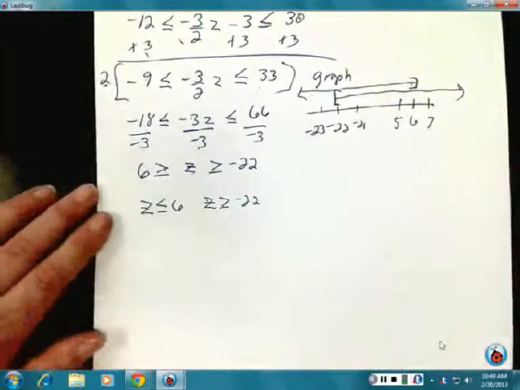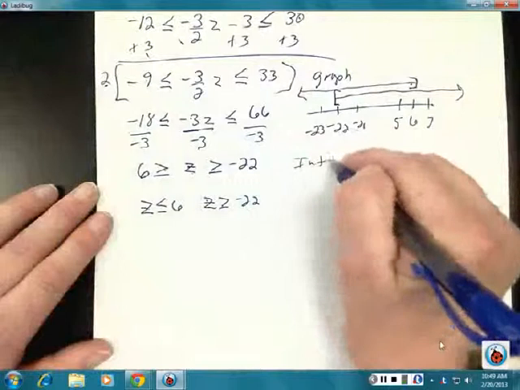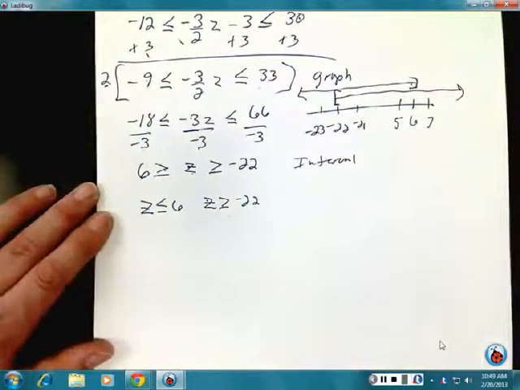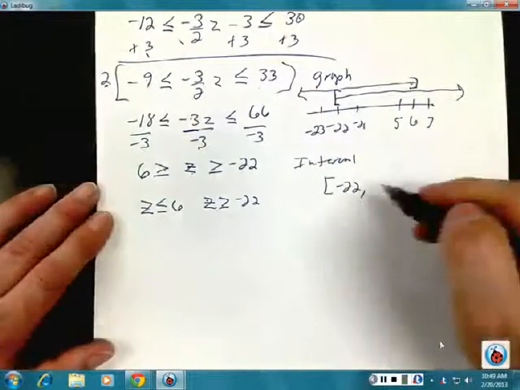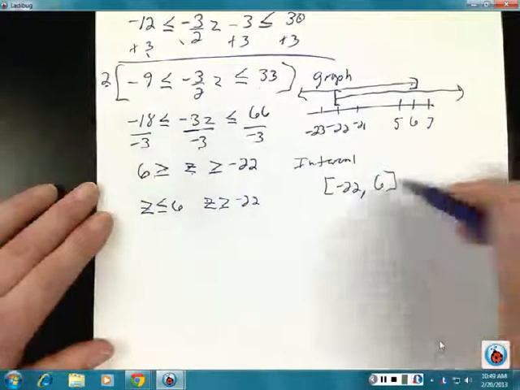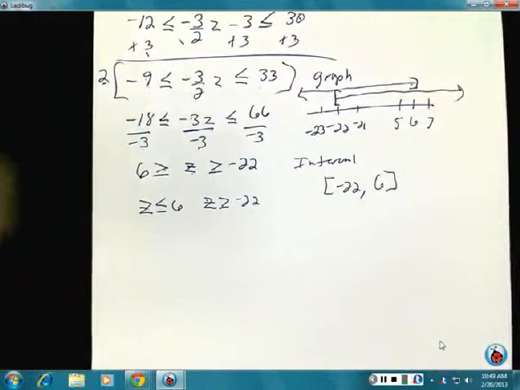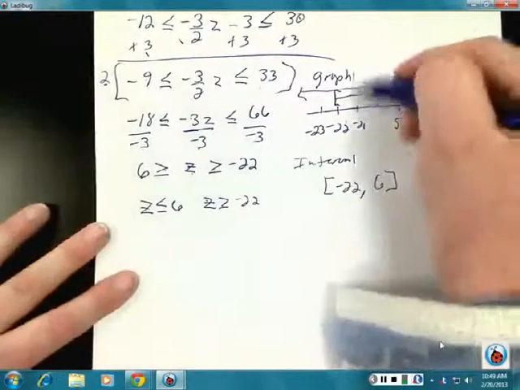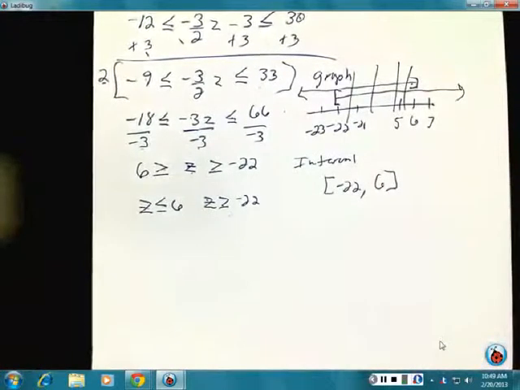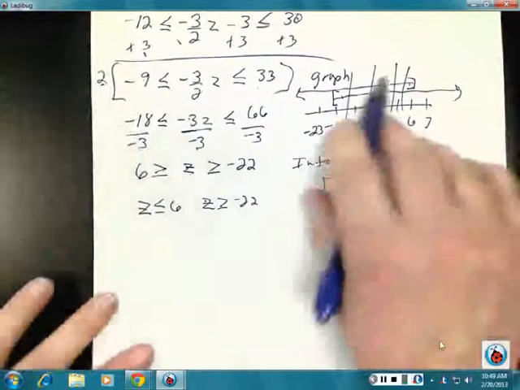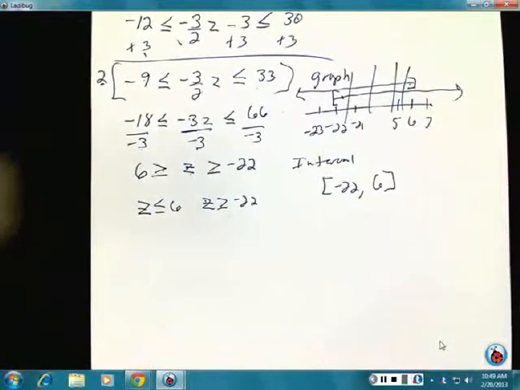So what's my interval? Bracket, negative 22, and 6, with a bracket. Perfect. Do I need infinities? No, because they overlap each other. Their answer is overlapping in the middle. So because it's overlapping in the middle, I don't need the infinities in there at all. Okay or not okay?